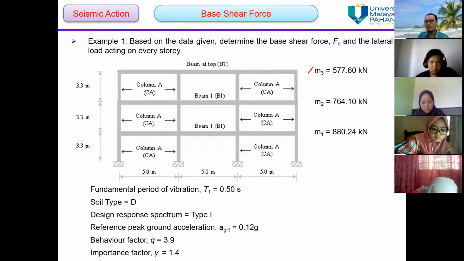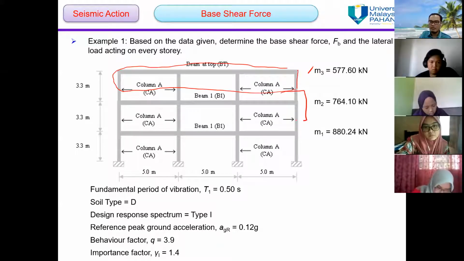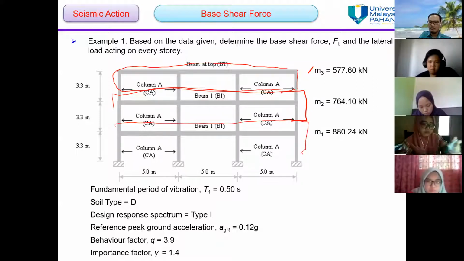portion of imposed load, because during the earthquake not 100% of the imposed load is acting on the building. Let's say you have people here, maybe not 100% of the building is occupied, so we reduce the percentage of imposed load acting during the earthquake. So this is mass number 3 up to this level. For number 2, this portion, and this is for number 1.